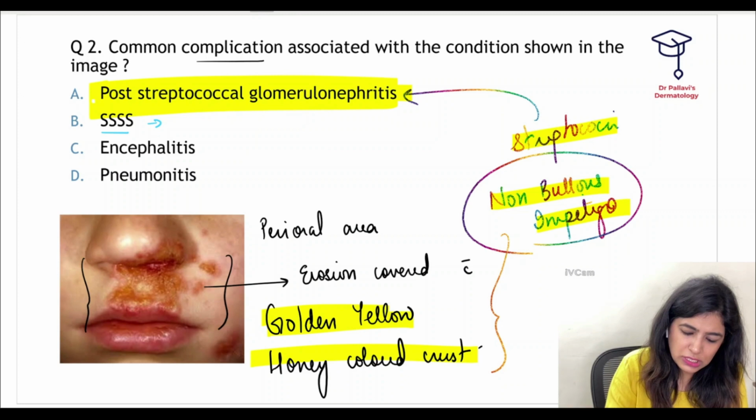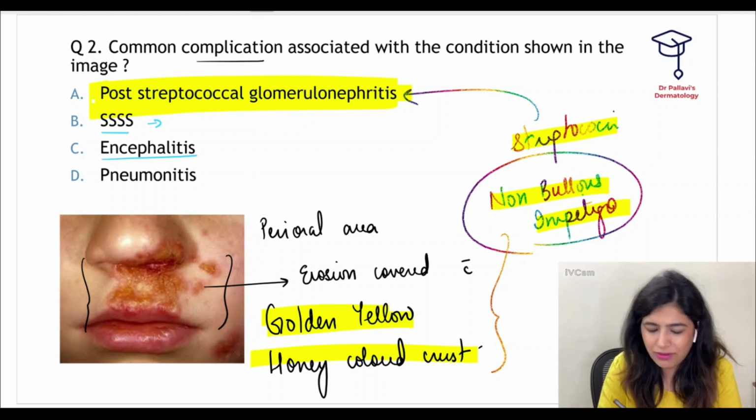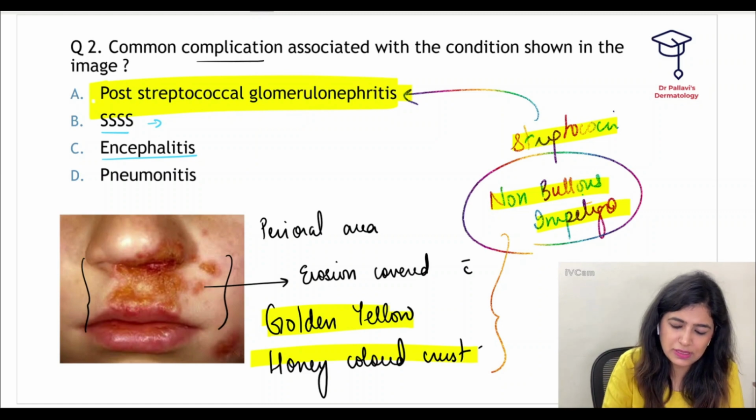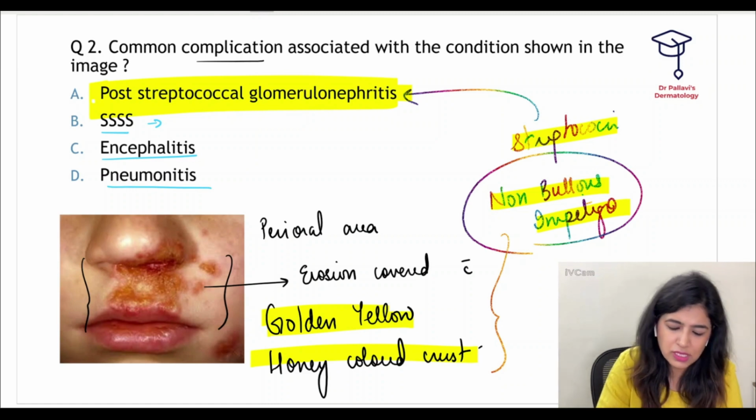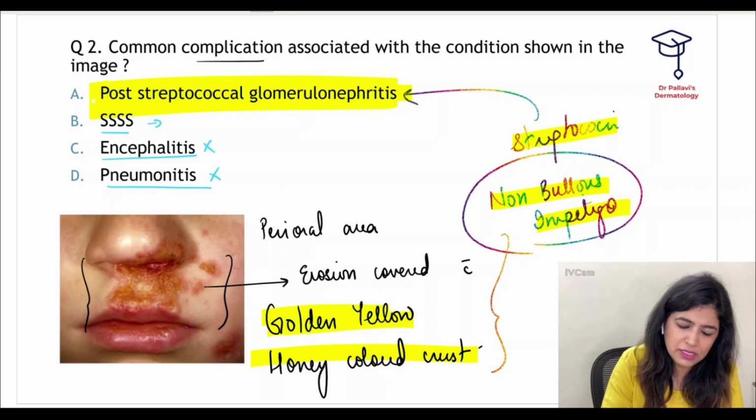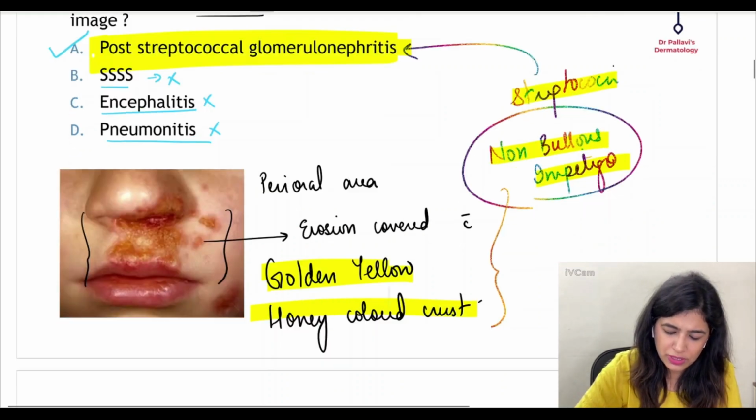S4 is caused due to Staph aureus. Encephalitis is generally not caused by Streptococcus as a complication of skin infection. Pneumonitis is not caused due to skin infections. So this is not the answer, neither this nor this. The answer to question number 2 is option A.